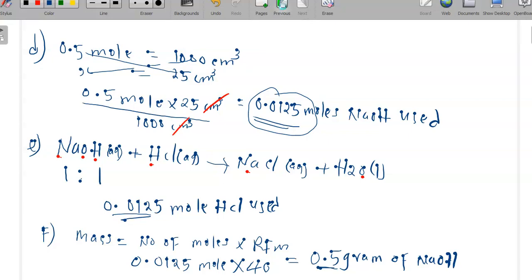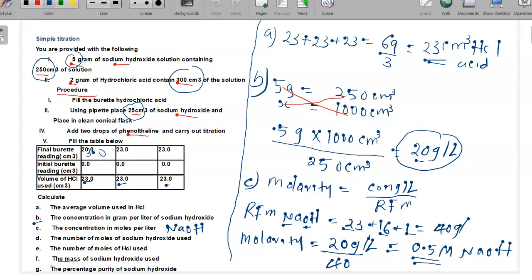So let us also see the next question. The next question is question G, which is the last question: the percentage purity of sodium hydroxide. How do you get the percentage purity? The mass used divided by the original mass, which is 5 gram, then you multiply by 100, then you subtract from 100, and you get the percentage purity.